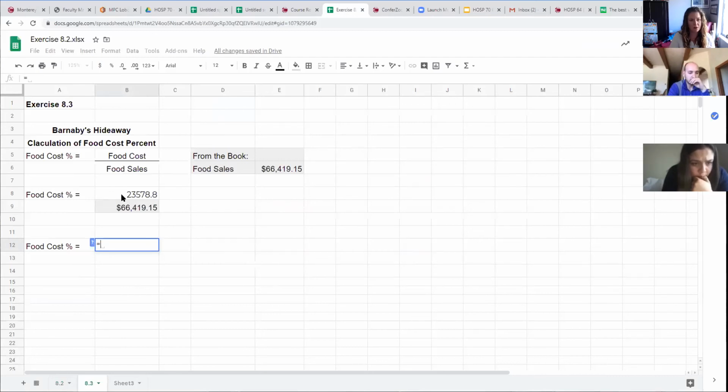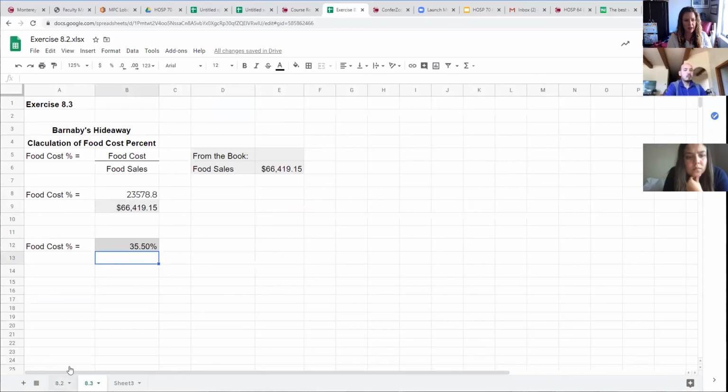So food cost divided by food sales is 35%. Do you see how I did that? Mm-hmm. So food cost divided by food sales is 35%.